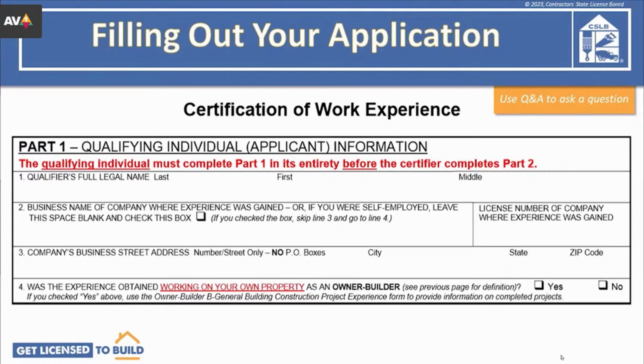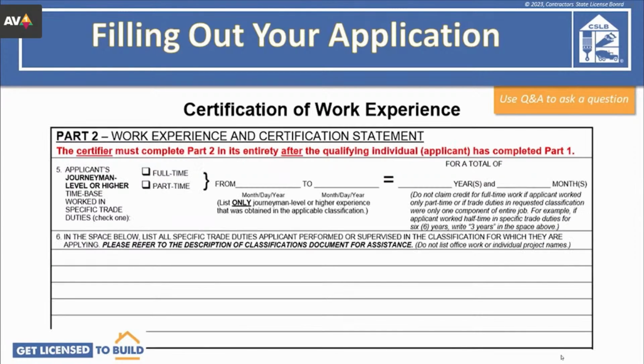If you were self-employed when you gained the experience, please make sure to check the box in line 2. If you're applying for a B General Construction License and will be using experience obtained while working on your own property, make sure to mark the box in line 4 and complete an Owner-Builder Construction Project Experience form that we'll discuss later.